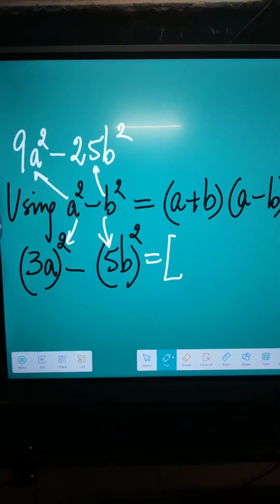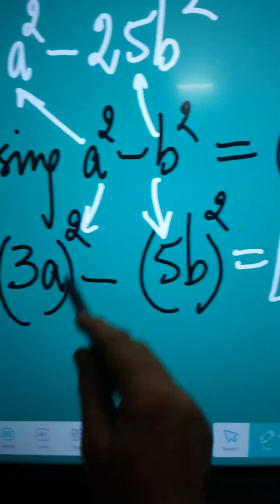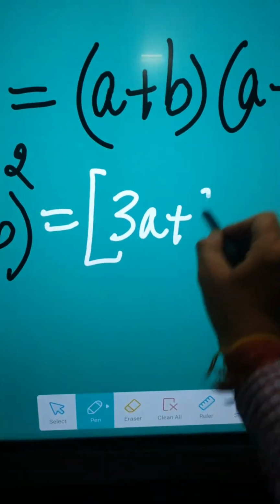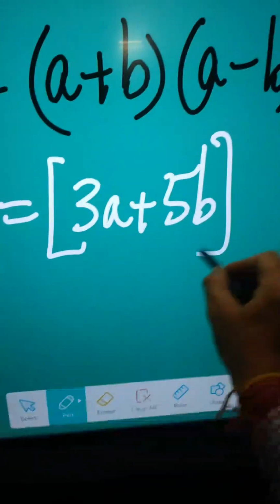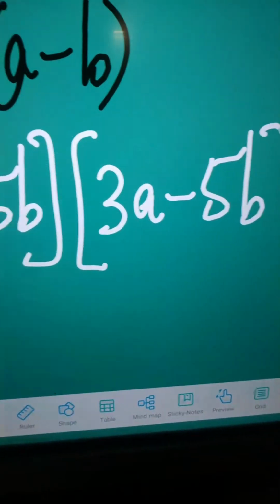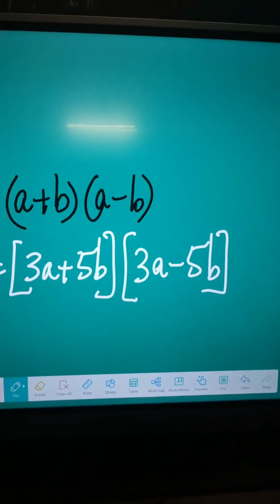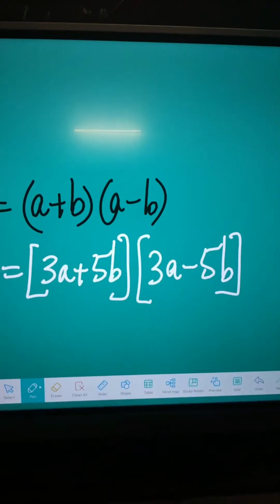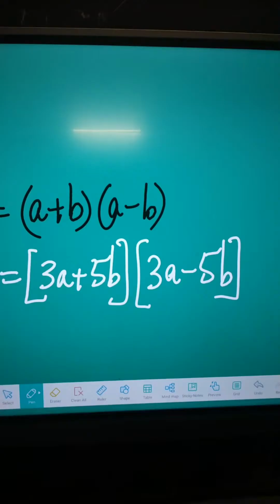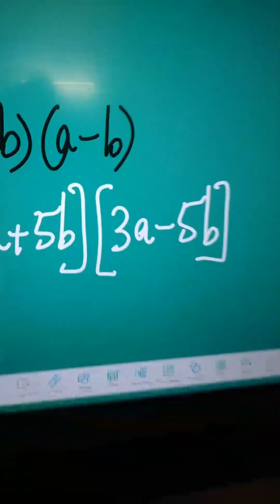What is a plus b? A plus b will be, I have written here a and this is b. So a plus b will become a plus b and a minus b. So 3a plus 5b and 3a minus 5b. A plus b and a minus b. Yes, right. So this is my answer.